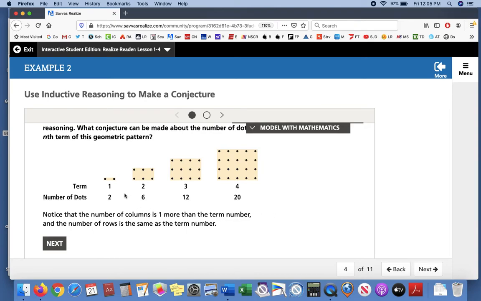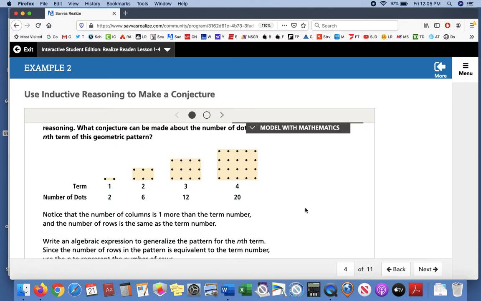Notice that the number of columns is 1 more than the number of rows. So this is a 4 by 3. This is a 5 by 4. I think you might already know what the next one is going to be. You can see the pattern already. But let's look at their solution.